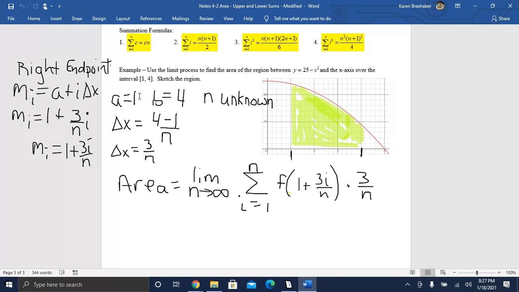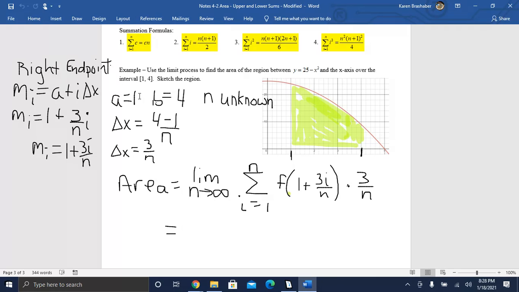Your 3 would be the total width of that x-axis, and you're dividing it up into n rectangles. So 3 divided by n would be the width of each rectangle. Now I'm going to do maybe 1 or 2 more lines on this, and then I'm going to switch to my completed notes so that you can see the algebra with a little bit better handwriting.